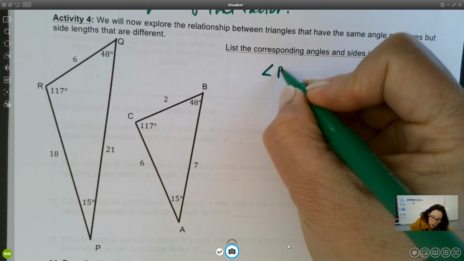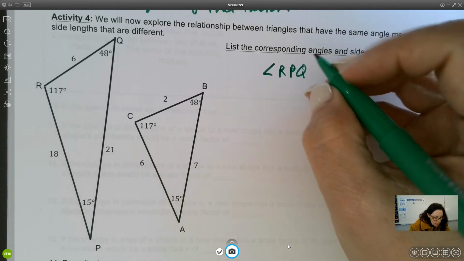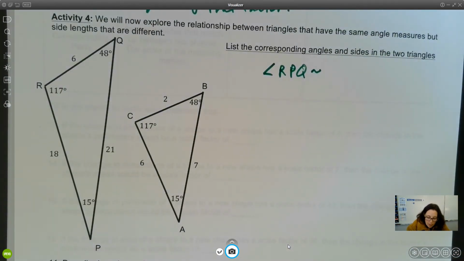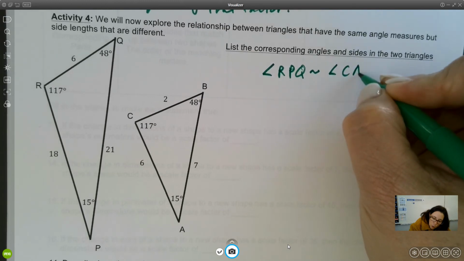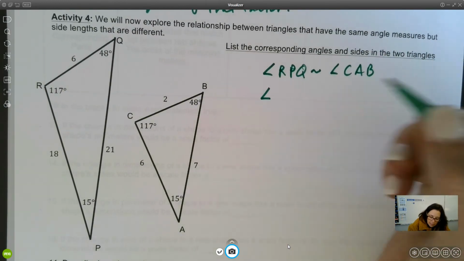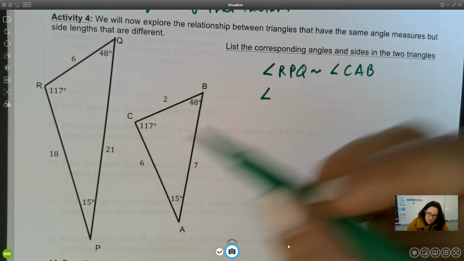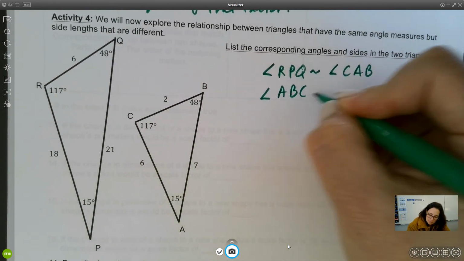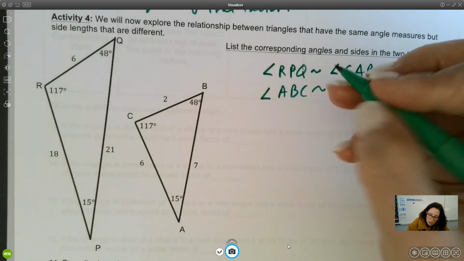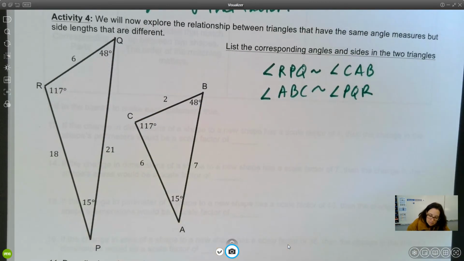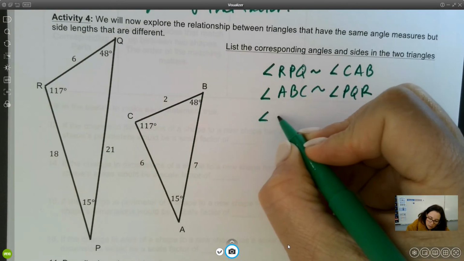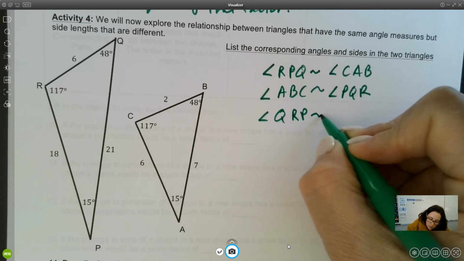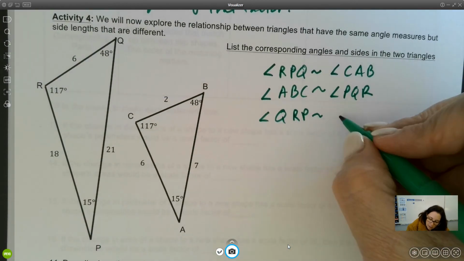Angle RPQ corresponds to CAB in that order. Angle ABC corresponds to PQR. And the only one we haven't talked about yet is QRP. QRP goes with BCA.